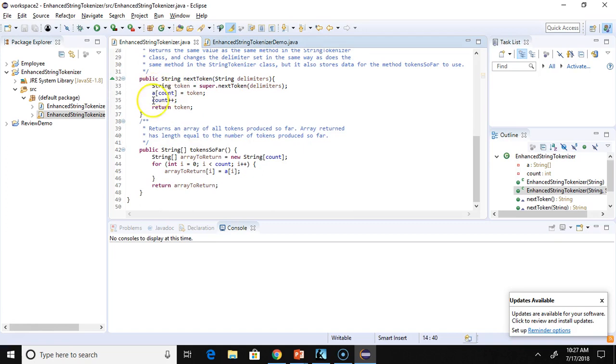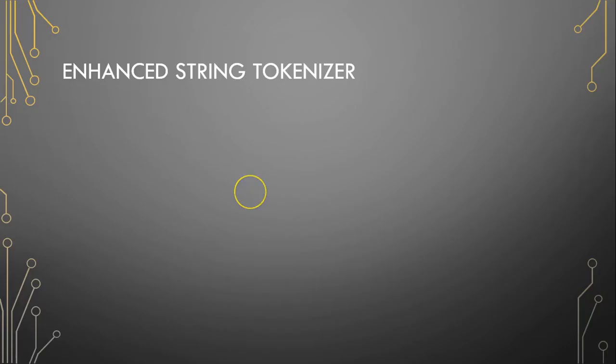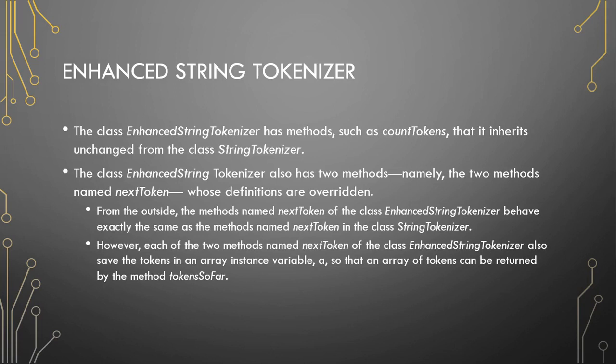And then here you can see as well, array of count is equal to token, count plus, return token. And then lastly down here, we have the new method token so far, which returns the array of all tokens produced so far. The array returned has a length equal to the number of tokens produced so far. Right. So the class enhanced string tokenizer has methods such as count tokens that are inherited unchanged from the class string tokenizer. The class enhanced string tokenizer also has 2 methods, namely methods called nextToken, whose method definitions are overwritten as I just showed.